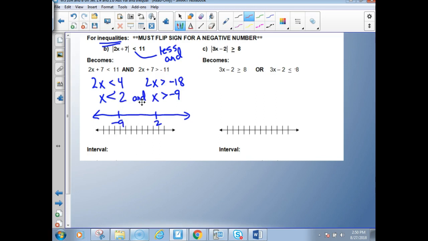This is an and, which would be an in between. So what it's saying is it's less than 2, so it doesn't include, excuse me, my pen's stuck, doesn't include the 2 or the -9, but it's everything that's bigger than -9 but less than 2. So that'd be in between. The interval notation, very similar, -9 to 2.